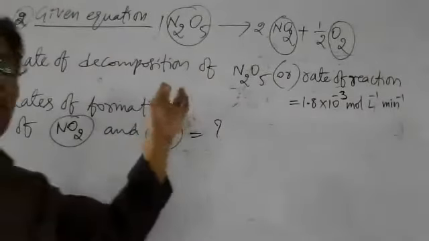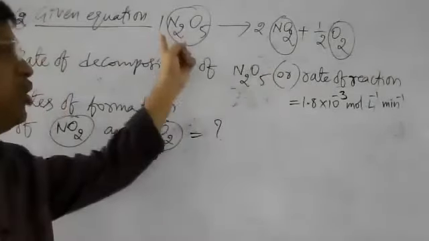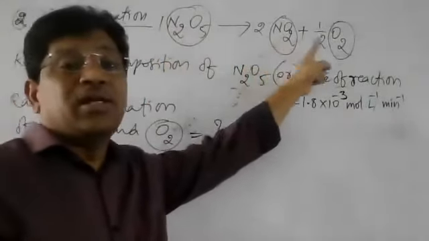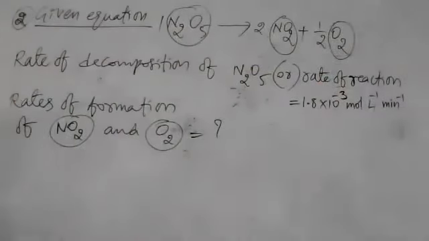What is given to you? The rate of decomposition of N2O5 is given. The rate of formation of NO2 we have to calculate. The rate of formation of O2 also we have to calculate. Okay, first try to understand the question.